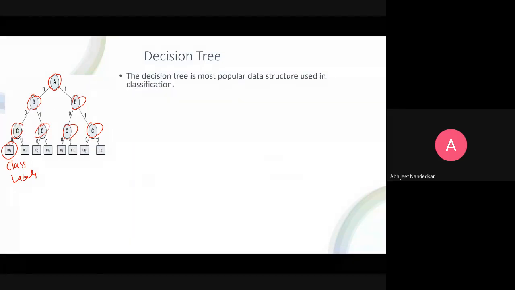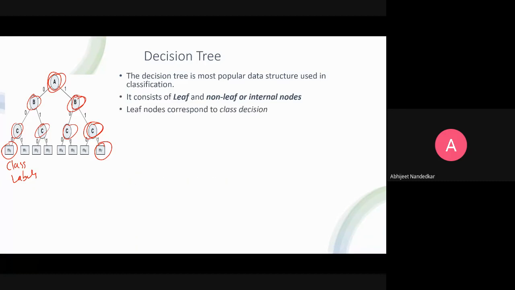So decision tree is the most popular data structure used in classification or pattern classification. It consists of leaf and non-leaf or branches or internal nodes. So you have leaf node here, and these are all internal nodes. Leaf nodes correspond to the class decision, and decision trees are used for classification where each path is a set of decisions leading to one class.